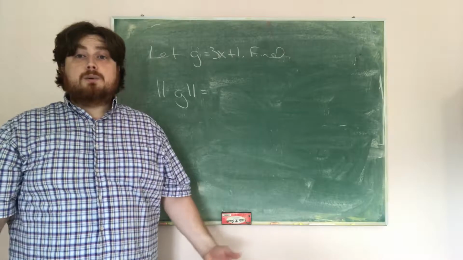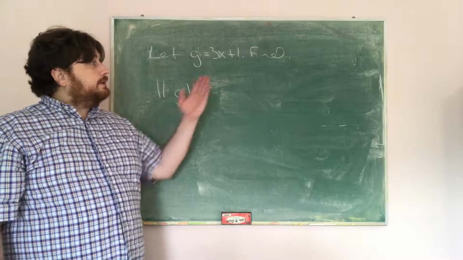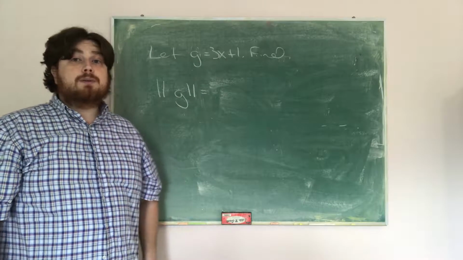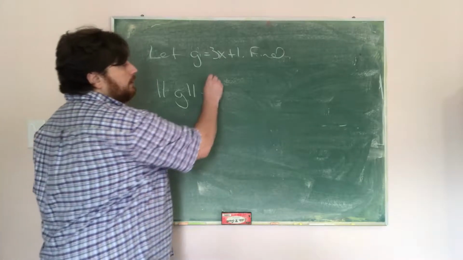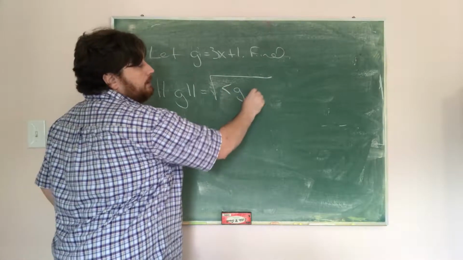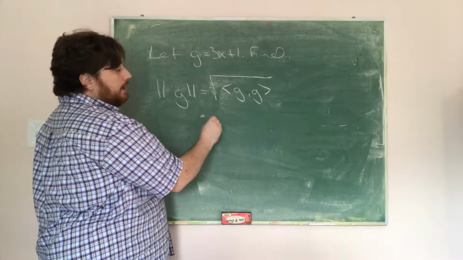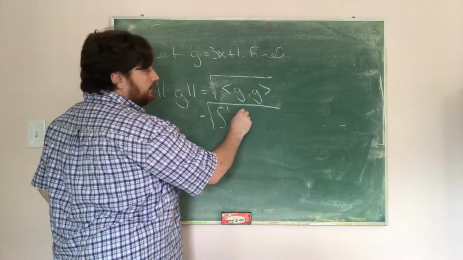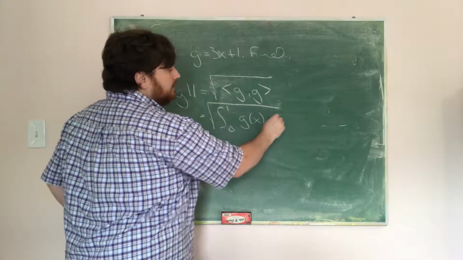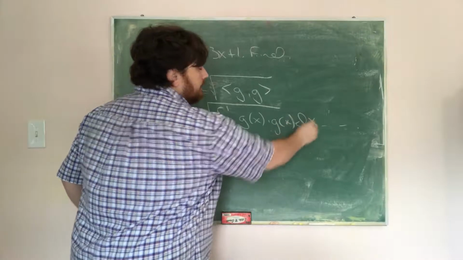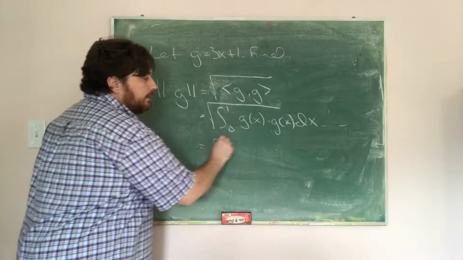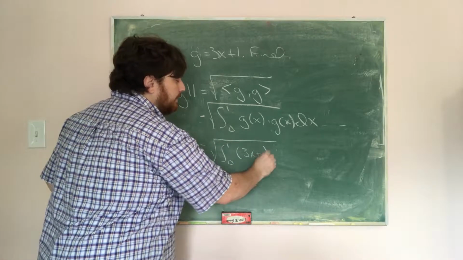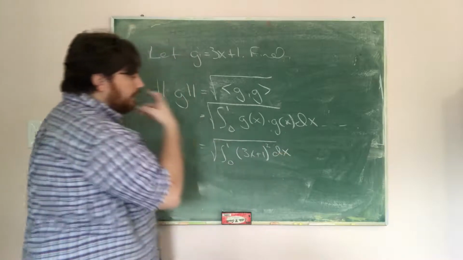Now, for our next example, we'll let g be the function 3x plus 1, and we want to find the norm of g as well. The norm of g is the square root of the inner product of g with itself. In this case, it's the square root of the integral from 0 to 1 of g of x times g of x with respect to x. So that's the square root of the integral from 0 to 1 of (3x plus 1) squared dx.